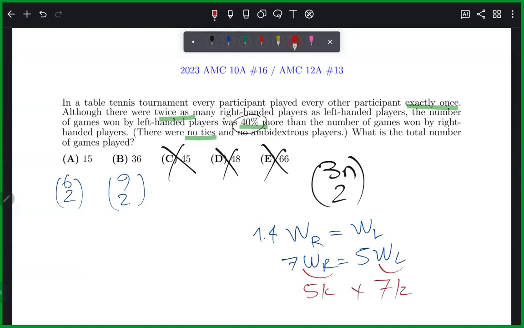So the total number of games is 12K, which should be a multiple of 12, which rules out the possibility that the correct answer is A. We are only left with B, 36. So B, 36, is our answer. This is a fast way of solving the problem. Now let's rigorously show that this has to be 36. I'm going to do it on the next page.